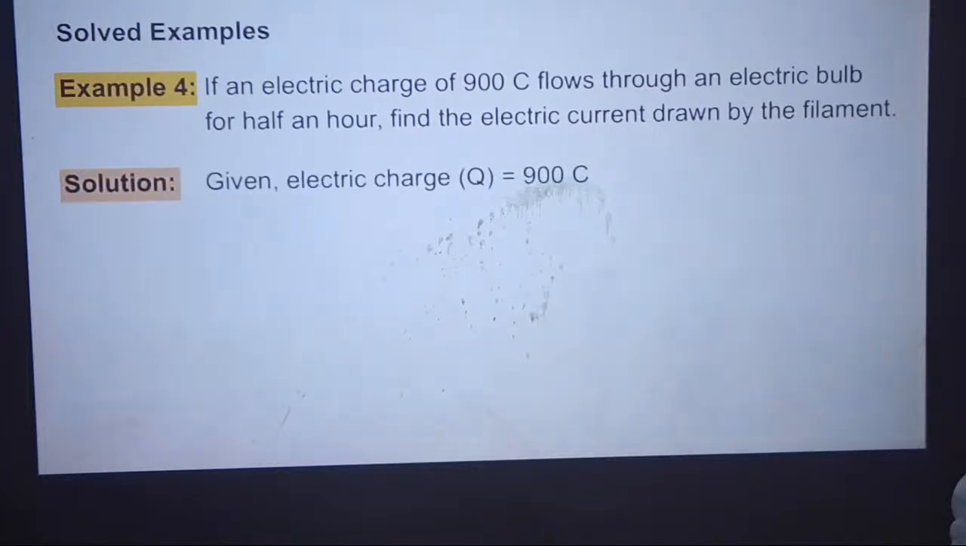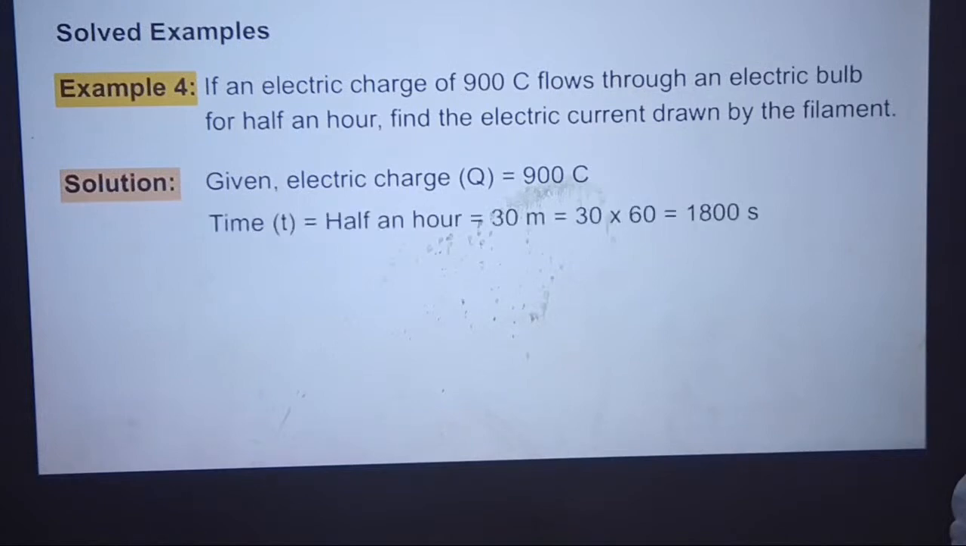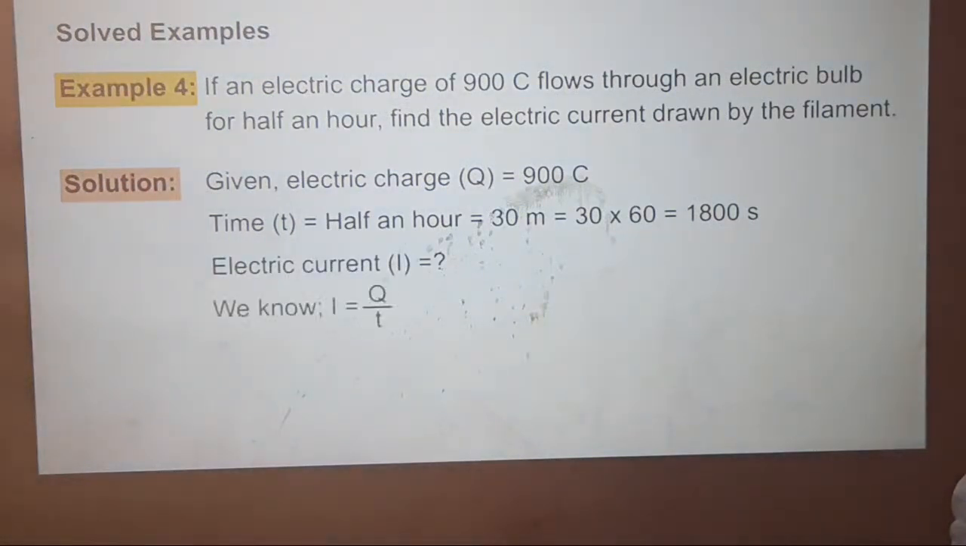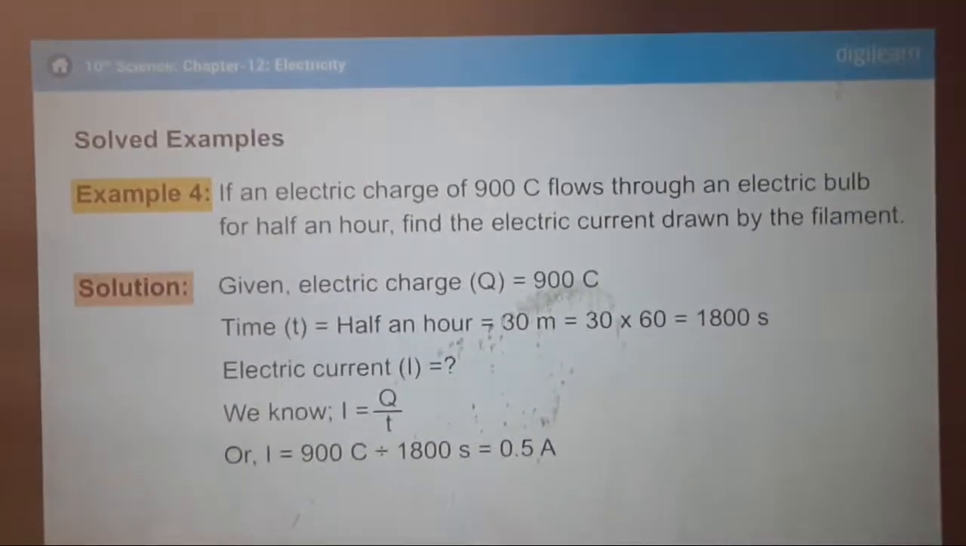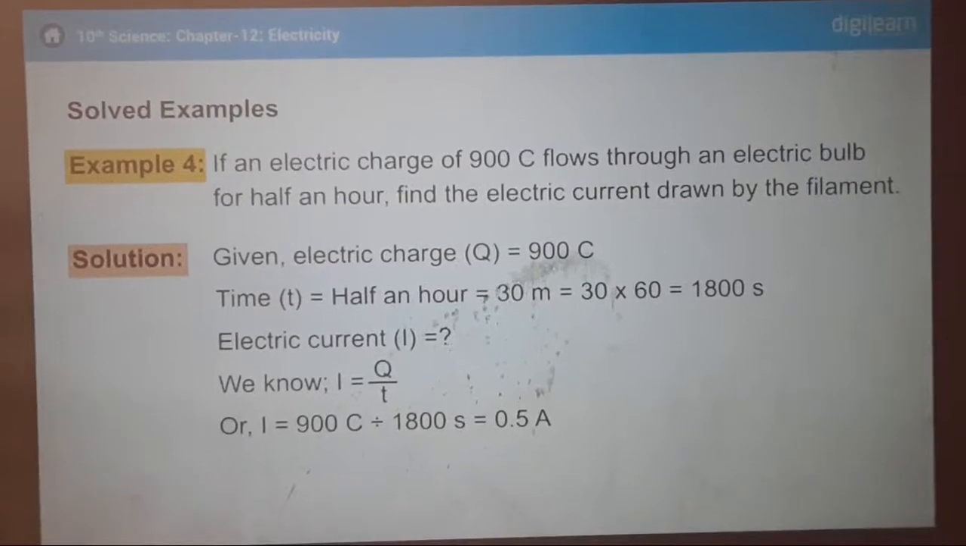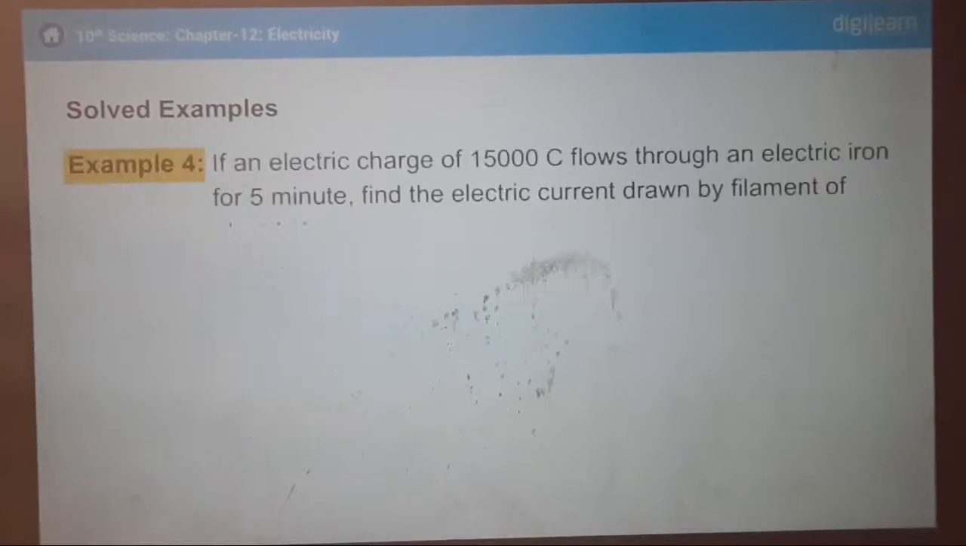Solution: given electric charge Q equal to 900 coulombs, time t equal to half an hour, that is equal to 30 minutes, that is equal to 30 into 60, that is equal to 1800 seconds. Electric current I to be found out. We know I equal to Q by t, or I equal to 900 coulombs divided by 1800 seconds, that is equal to 0.5 amps.